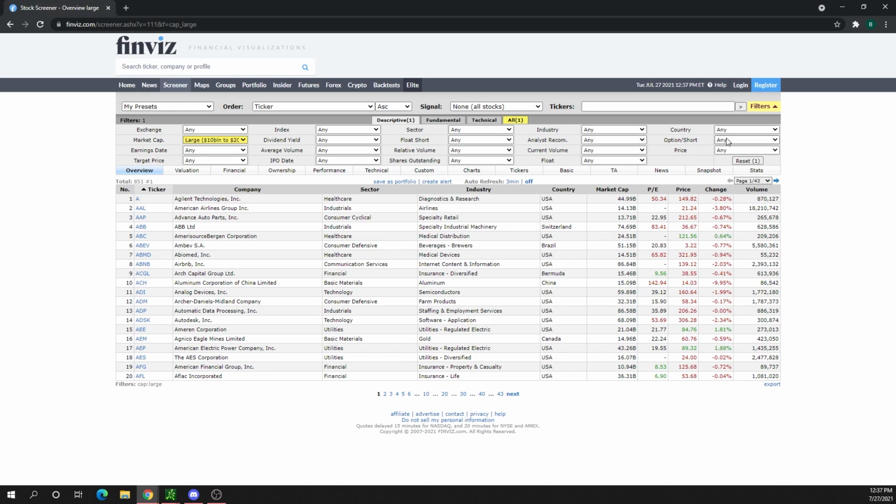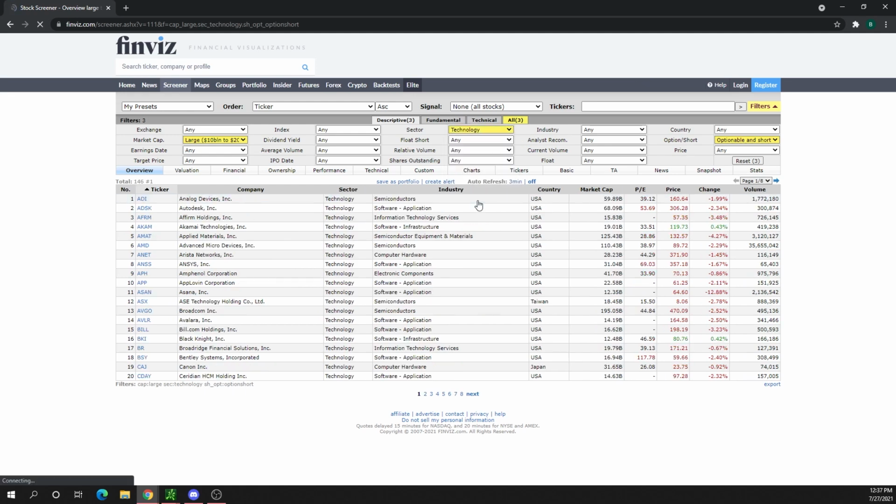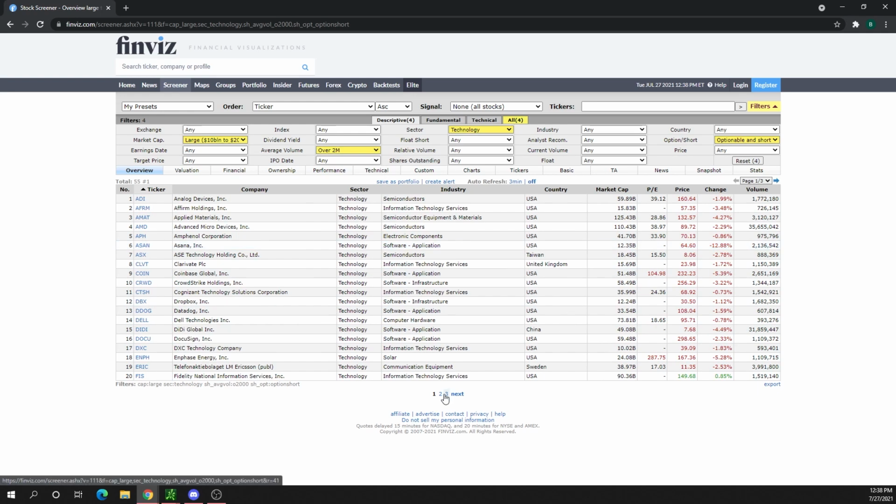Now you want to make sure that they are able to trade options. So you want to come over here where it says option/short, and I'm going to choose both of these. Now if you're trying to narrow it down to a specific sector, you can choose that here. Tech is very hot right now, so let's just choose tech for now. And then as far as average volume, you can choose over 1 million or over 2 million. I'm going to choose 2 million in this scenario. So as you can see, we went from 7 pages all the way down to 3 pages. But this is going to be everything that we're going to set up on the descriptive tab.